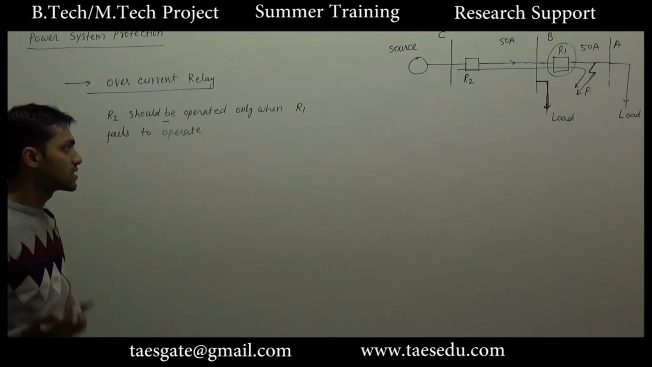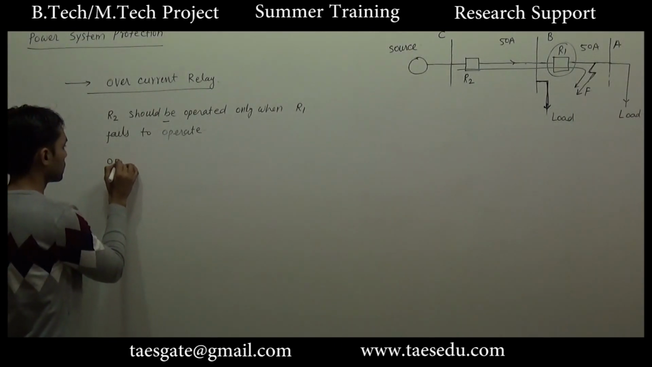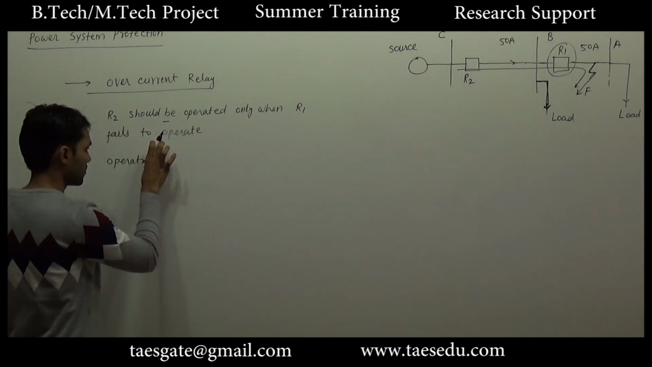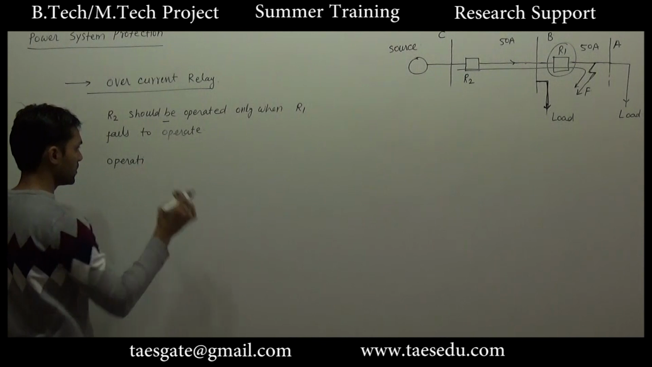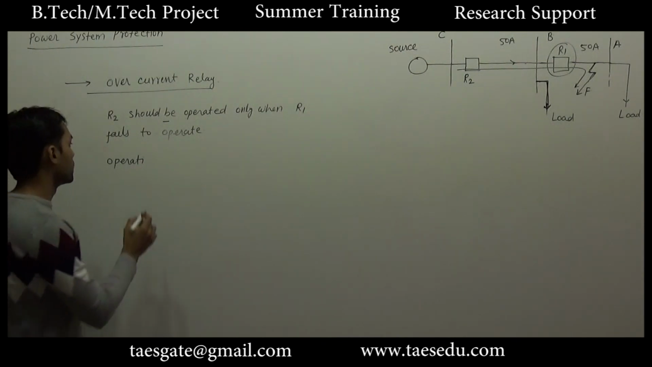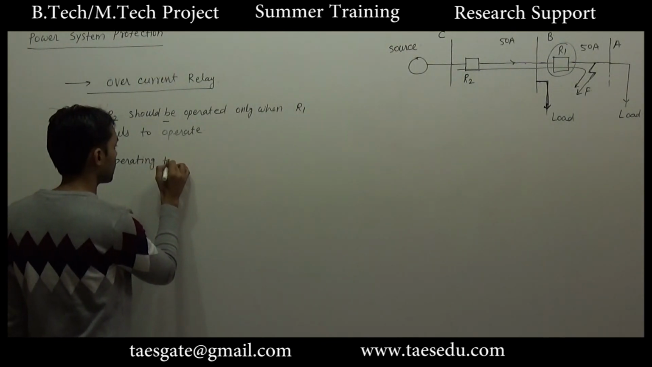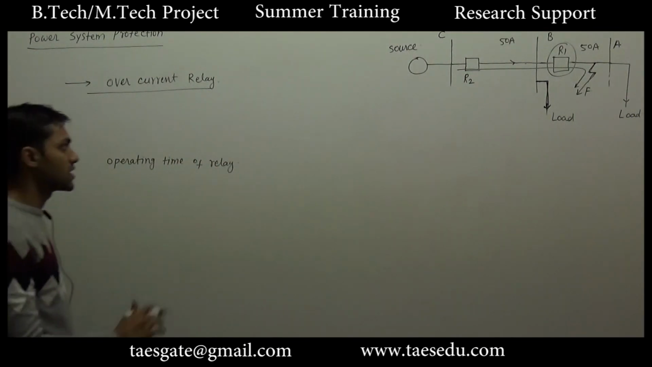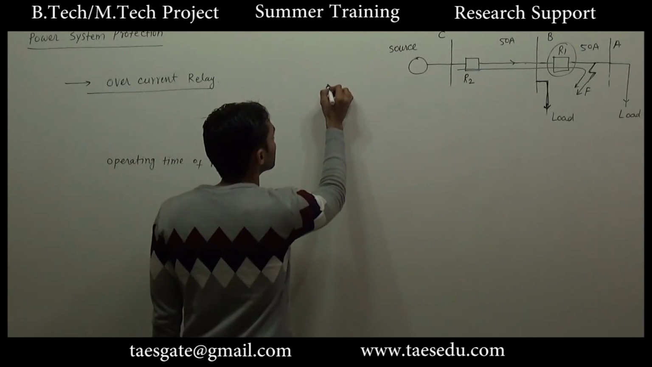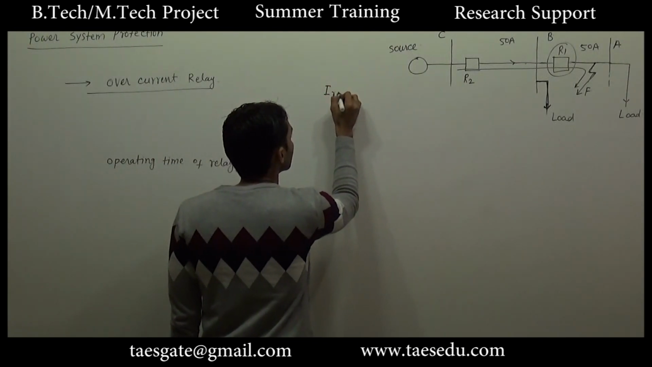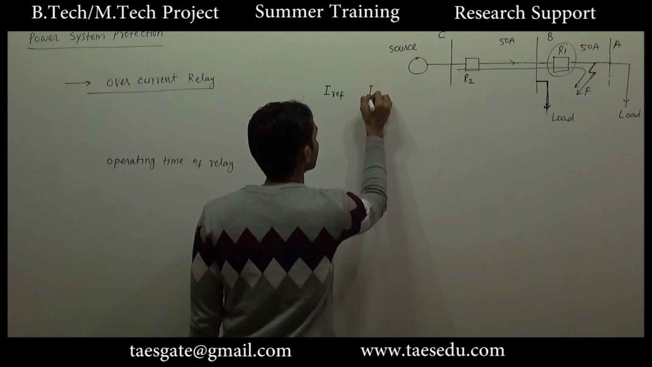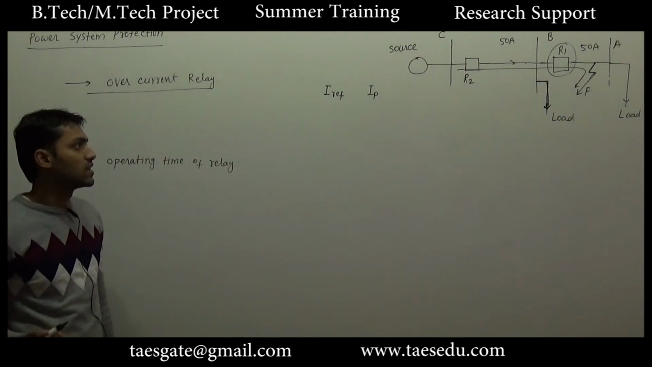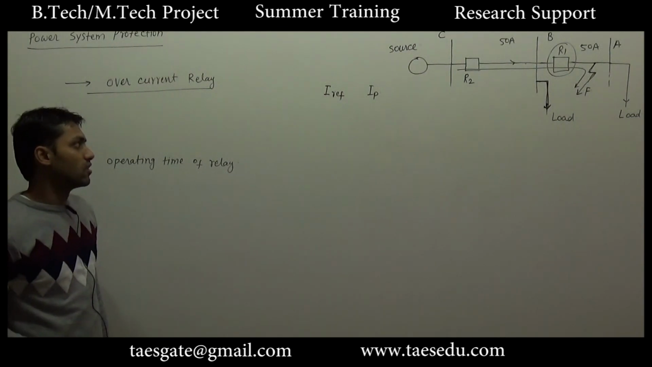Okay, so since I said operating time, we will first study the factors, or the features, on which the operating time will depend. Operating time of relay. As I said earlier, for each relay we can set its reference current or the pickup current. If the actual current is greater than pickup current, this will be treated as a fault current.